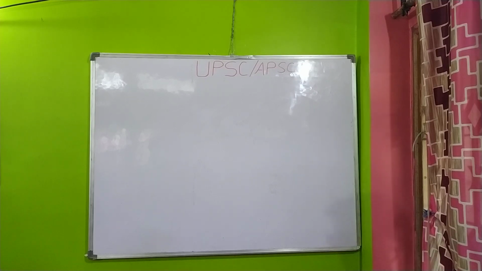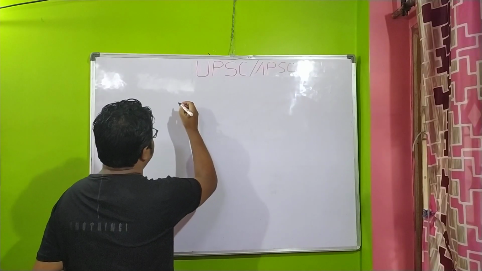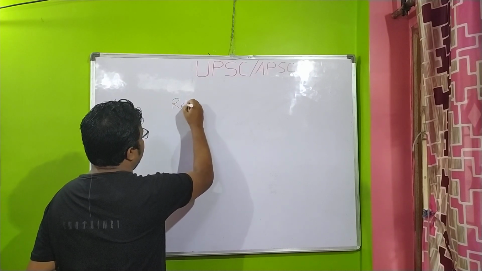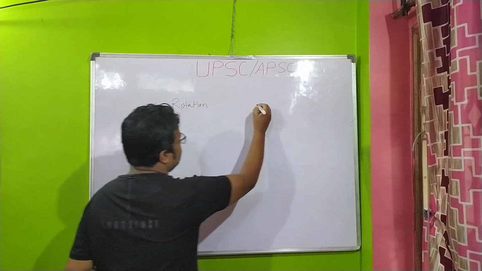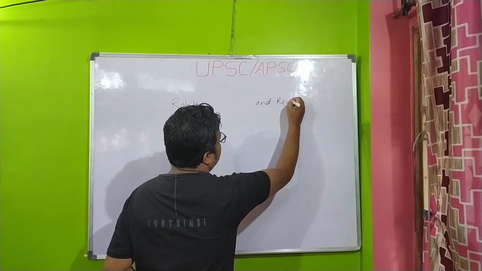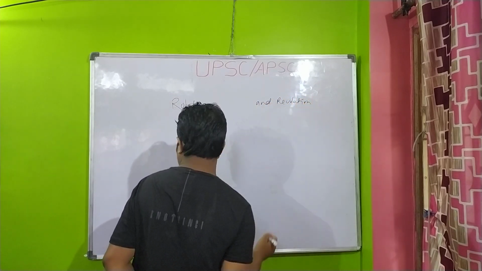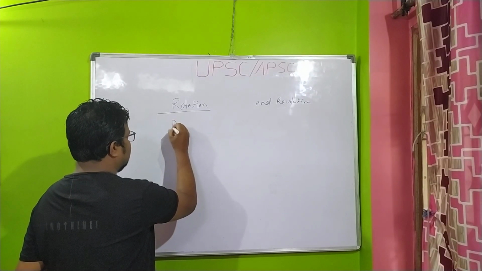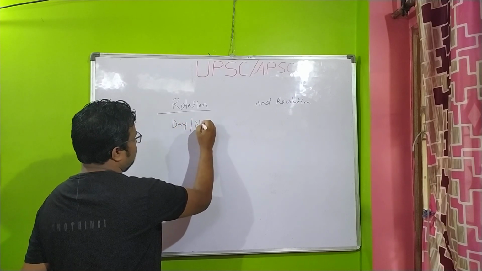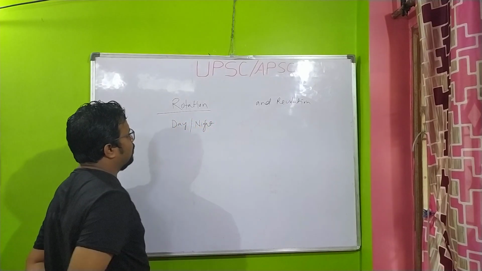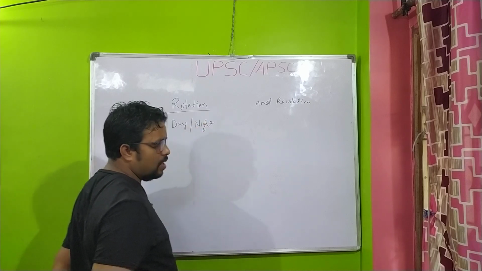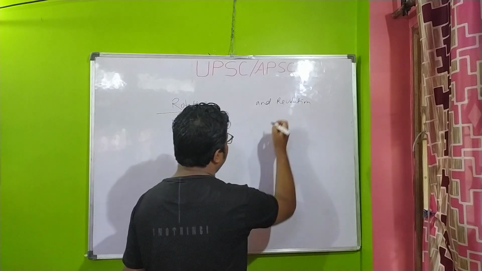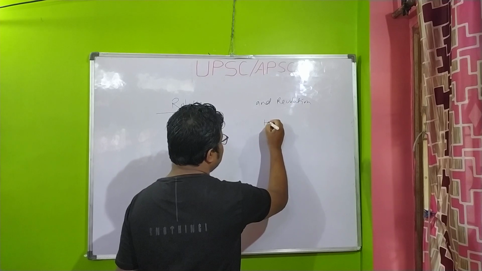Hello friends, today I am here with the next portion of motion of earth, and I already taught about rotation and revolution. I told that the effect of rotation is what? Day and night. Because of rotation we can observe day or night, and because of revolution we can see what? Formation of season.